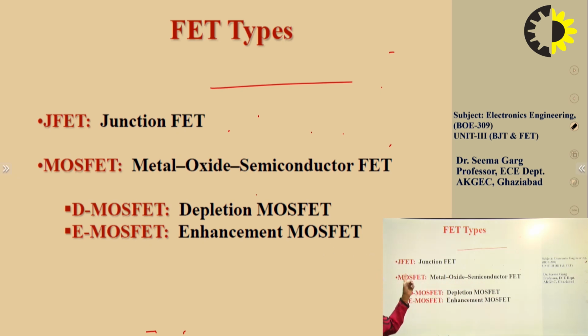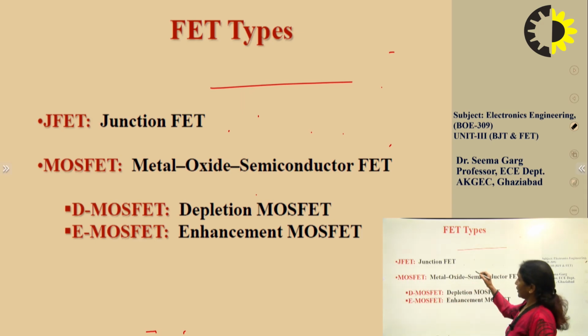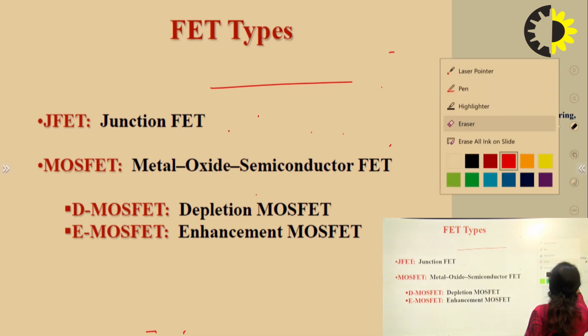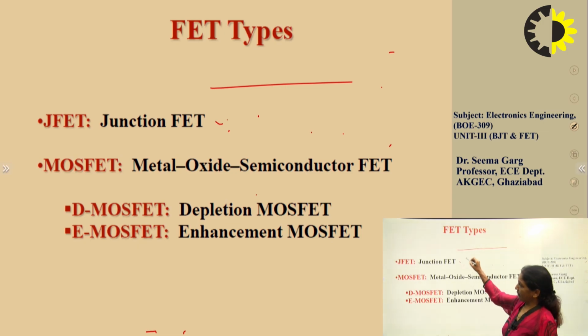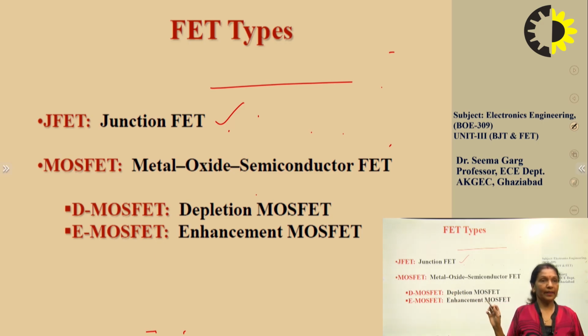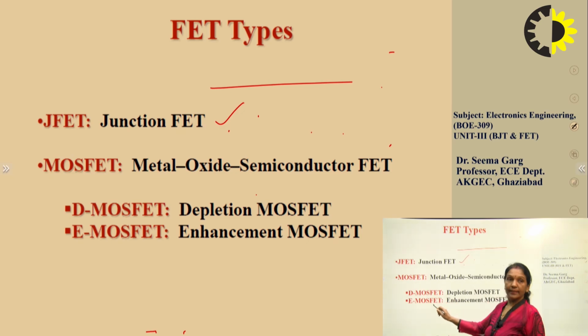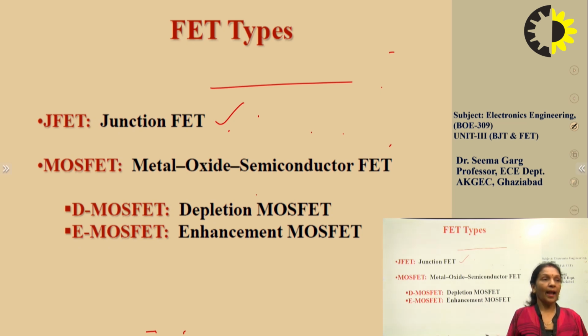So field effect transistors are of two types. One is the junction field effect transistor, which is also termed as JFET, and next is the MOSFET. MOSFET stands for Metal Oxide Semiconductor Field Effect Transistor. MOSFETs are of two types. One is the D MOSFET and second is the E MOSFET. D MOSFET means depletion type of MOSFET and E MOSFET is enhancement type of MOSFET.